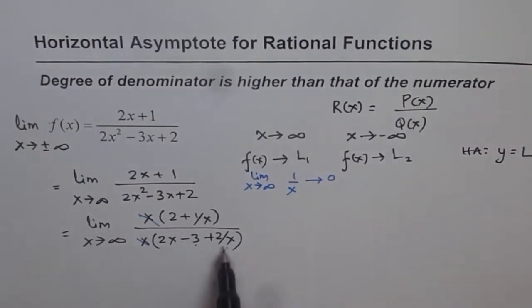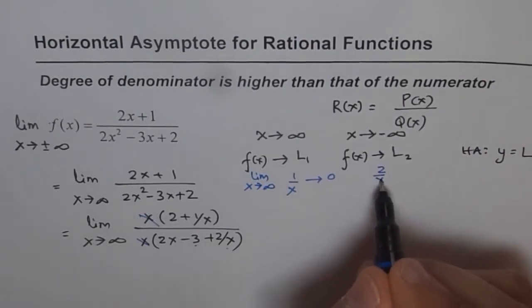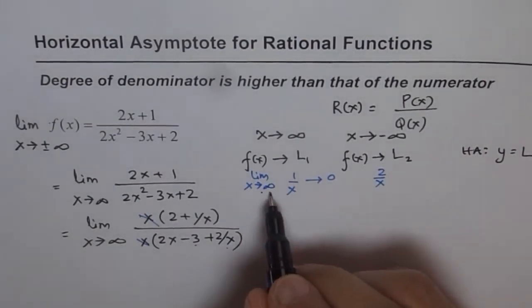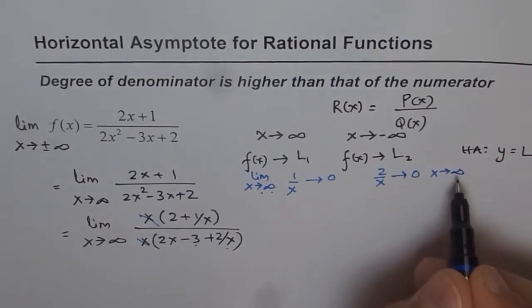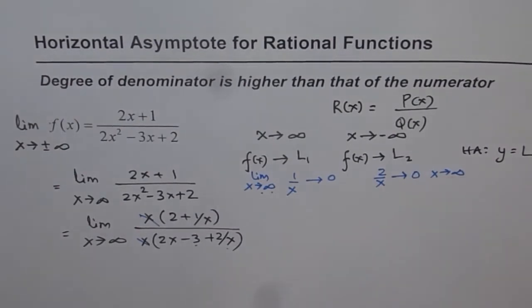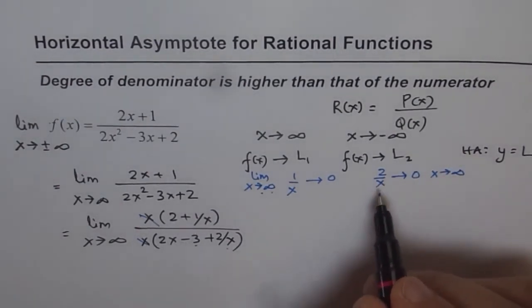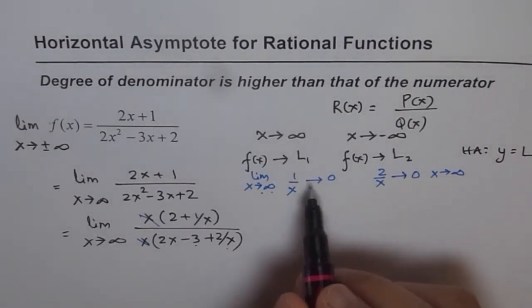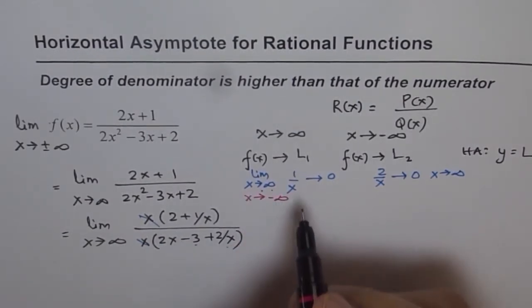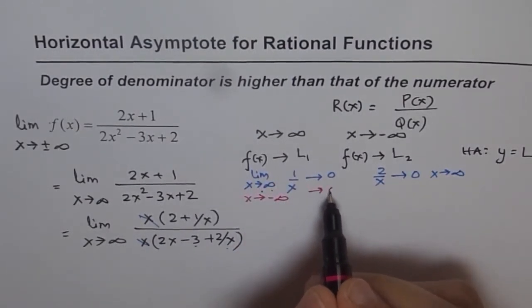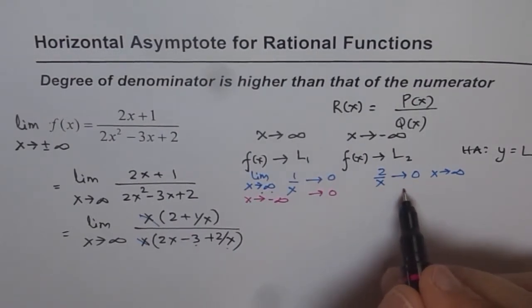Similarly, 2 over x when x approaches infinity will also approach 0, correct? Now it doesn't really matter whether x approaches plus infinity or minus infinity. In both the cases, this factor is going to approach 0. You see, this term will be 0. Even if x approaches minus infinity, this will approach 0, right? In both the cases, correct?